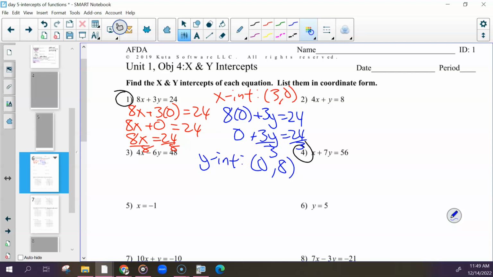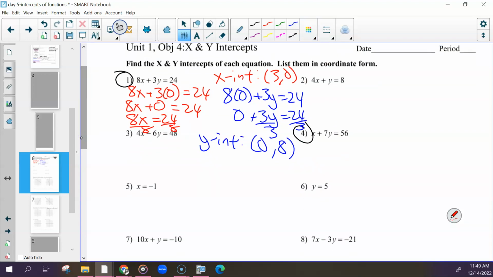We're going to do one more, and then you'll have time to practice. For number 4, it does not matter for all of these if you do the x first or the y first, as long as you do both. If I was finding my x-intercept and I put 0 in for y, what happens? That would be your x-intercept.